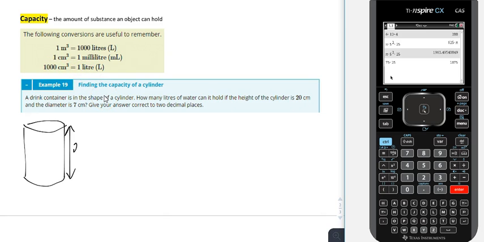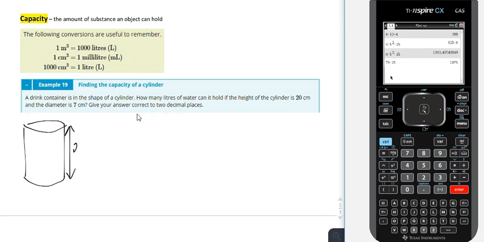Now, in order to make sure we're right in the right units, you can do a conversion before doing anything else, and you can do a conversion after. So a drink container in the shape of a cylinder, how many liters of water can it hold if the height of the cylinder is 20 centimeters and the diameter is 7 centimeters? And we need to give this answer to 2 decimal places.